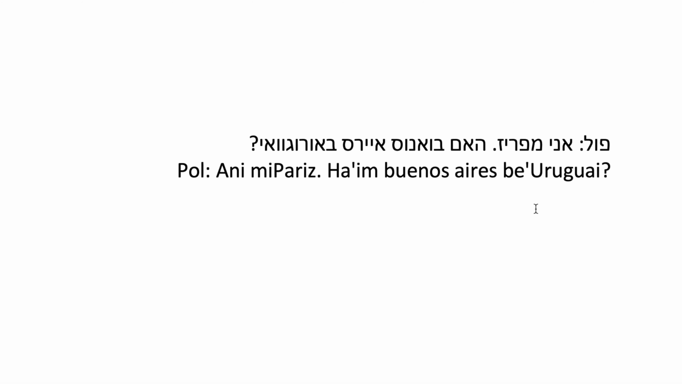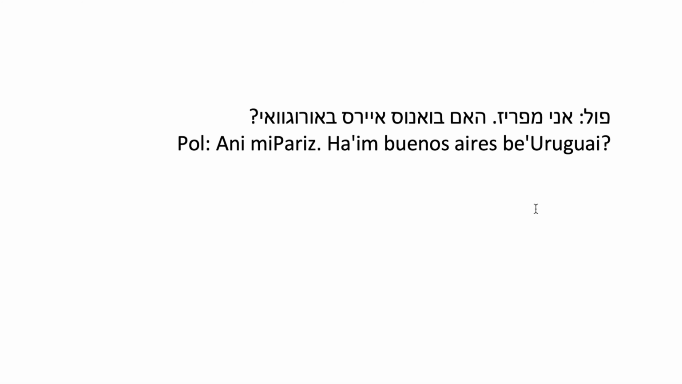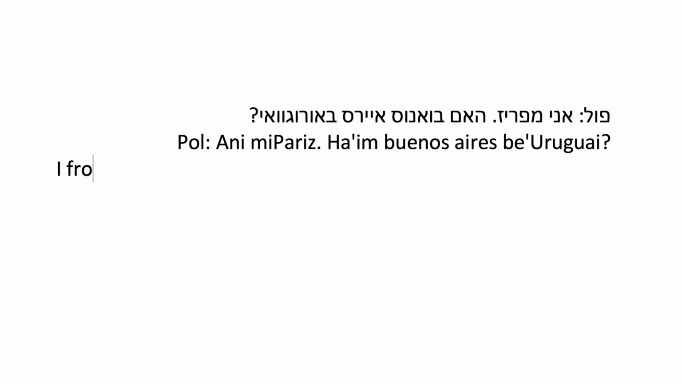Alright, so what does Paul say in return? Paul says, ani mi Paris. So, ani, we know already. Ani means I. Mi Paris, me from Paris. And in Hebrew, it is spelled in one word, as you can see here, the mem sound, mi. Then we have P, Resh, Yod, and Z. So, mi Paris.